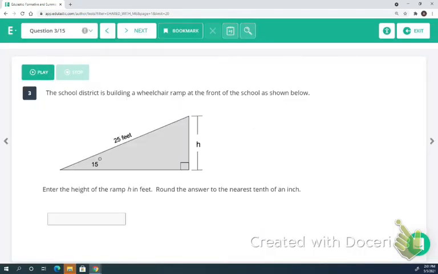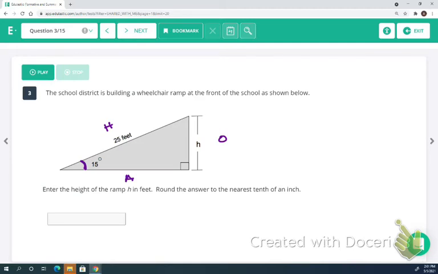All right, for number 3, it says the school district is building a wheelchair ramp at the front of the school as shown below. So enter the height of the ramp in feet. Okay, so we're looking for the height, and we're going to use the information that we have. Once again, we want to identify our angle. We know that our angle here is the 15 degrees that is marked here. Straight across is our opposite side. Straight across from the 90 degrees is our hypotenuse, and the side that touches the angle and the 90 degrees is our adjacent side.